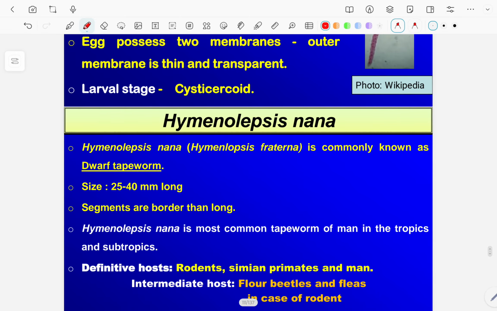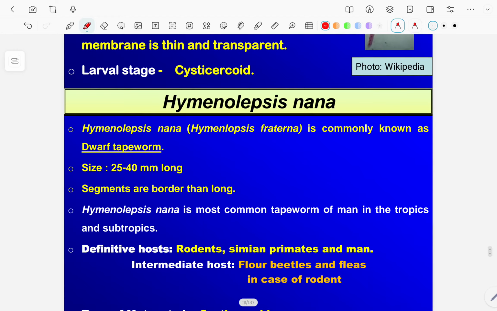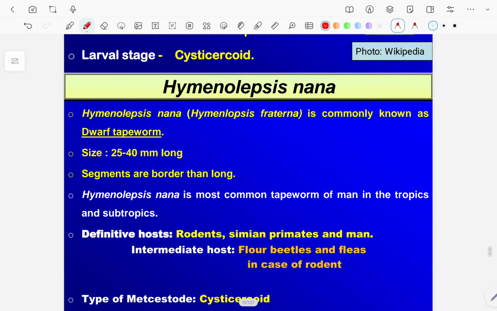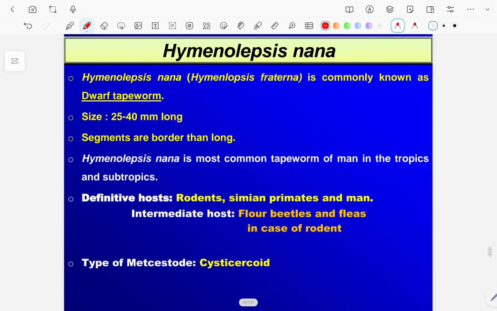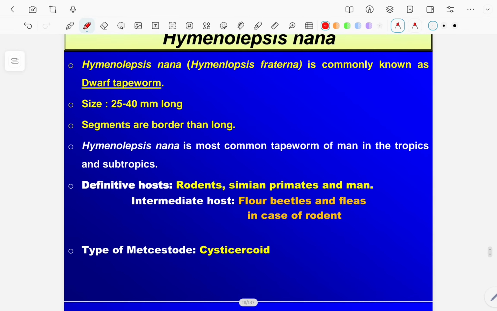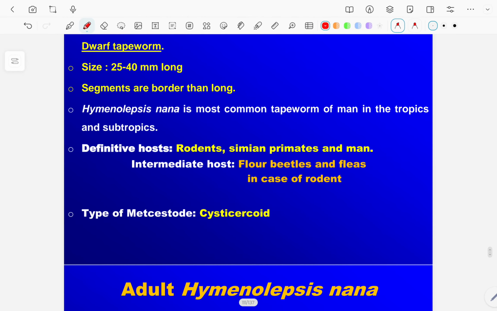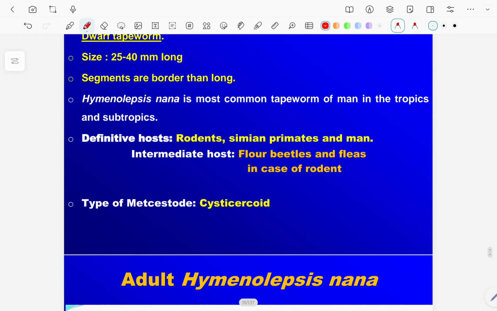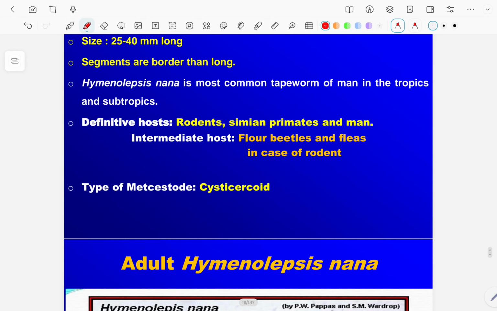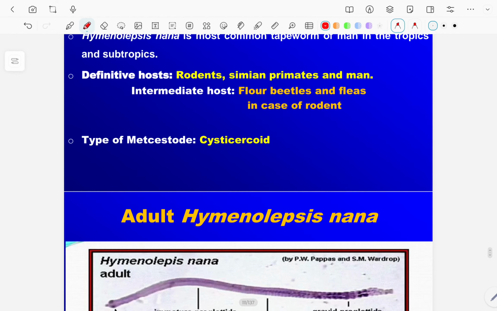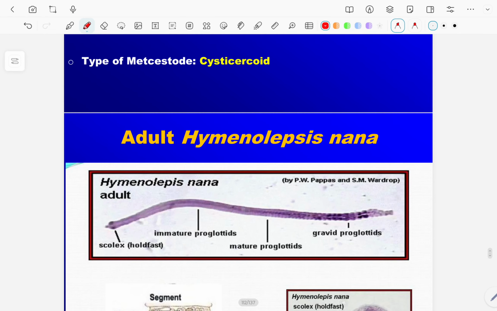Hymenolepis nana. Hymenolepis nana is commonly known as dwarf tapeworm, 25 to 40 mm long. Segments are broader than long. Hymenolepis nana is the most common tapeworm of man in the tropics and subtropics. Definitive host: rodent, simian, primate, and man. Intermediate host: flour beetle and flea in case of rodent. Type of metacestode: cysticercoid. Adult Hymenolepis nana.